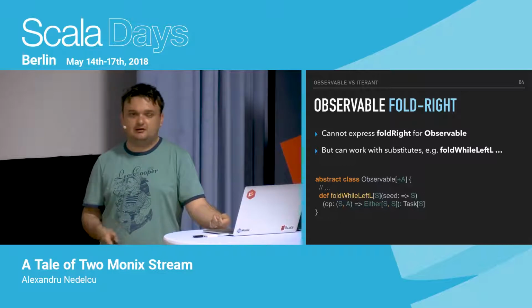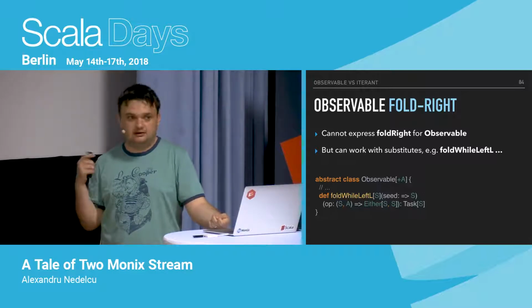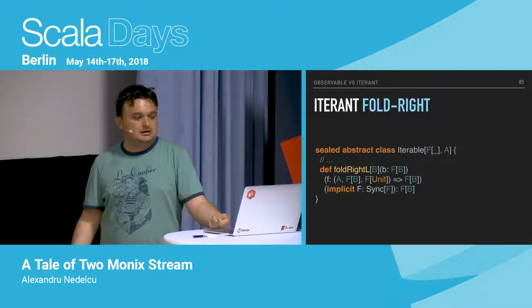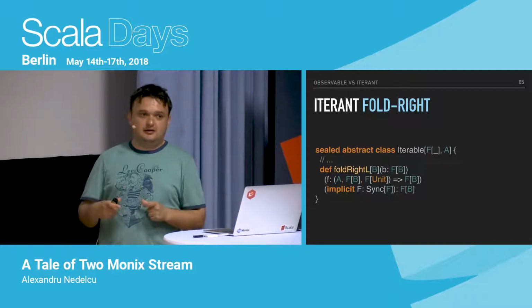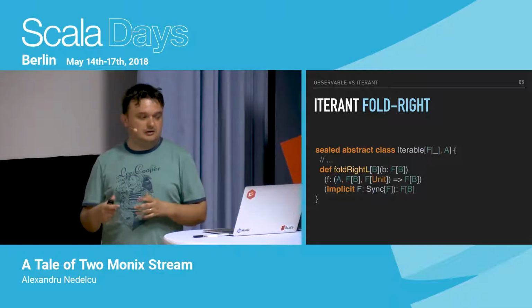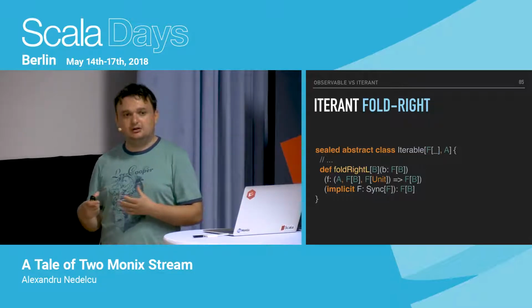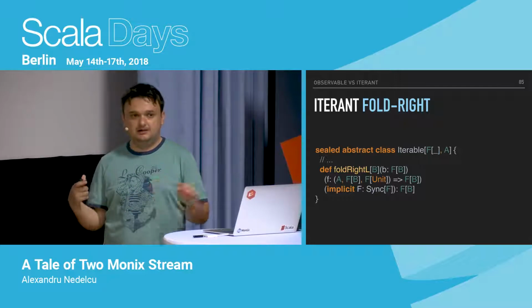We can work with substitutes like foldWhileLeftL, which I came up with. But Iterant can have a takeRight. It's not exactly the signature that you get in Haskell or in Scala, because you need a cancellation token to be in there.